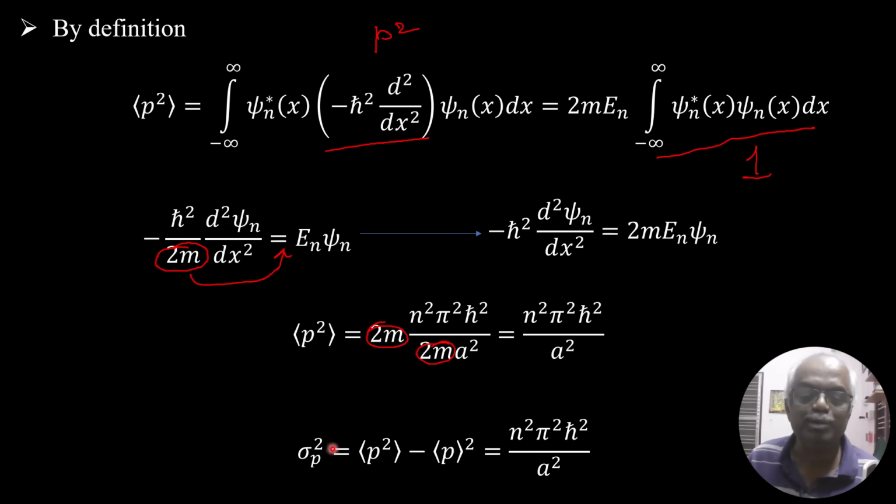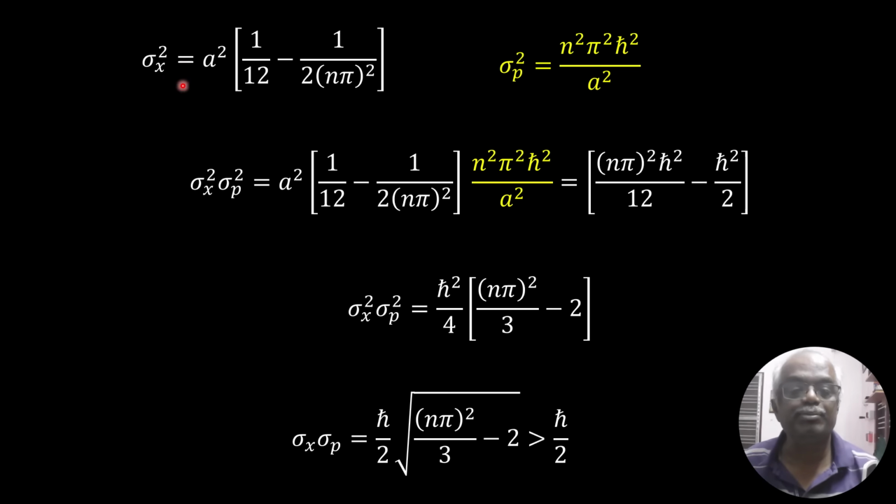So what is sigma p squared? The expectation value of p squared minus the expectation value of p whole squared. This will be 0, we have seen the expectation value of p is 0. And then this is just equal to the expectation value of p squared, which is n squared pi squared h cross squared over a squared.